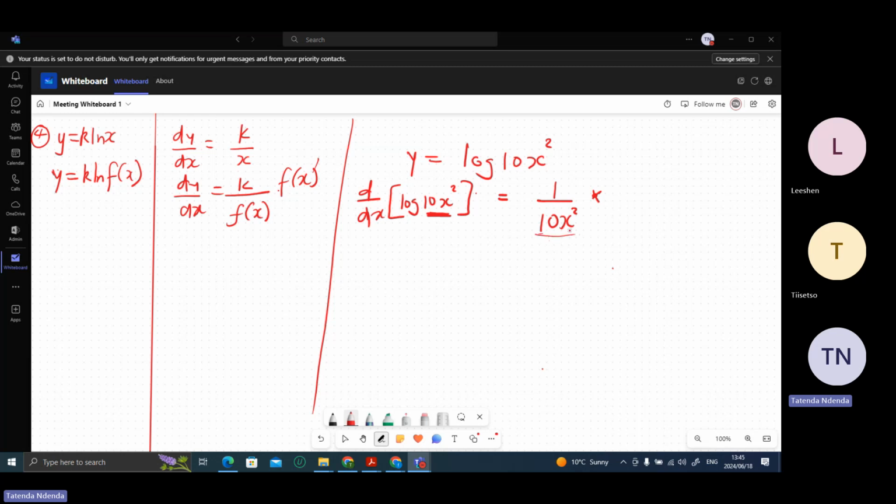So if we differentiate 10x squared, how much do we get, guys? 20x. So in other words, now we have 20x over 10x squared. 10 into 10 is 1, 10 into 20 that's 2, x into x is 1, x into x squared, that's x. So 2 times this, we get 2 over x.